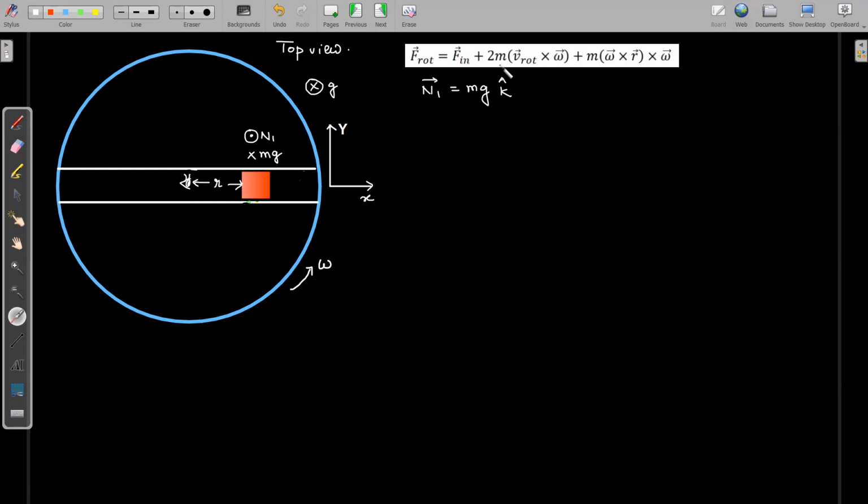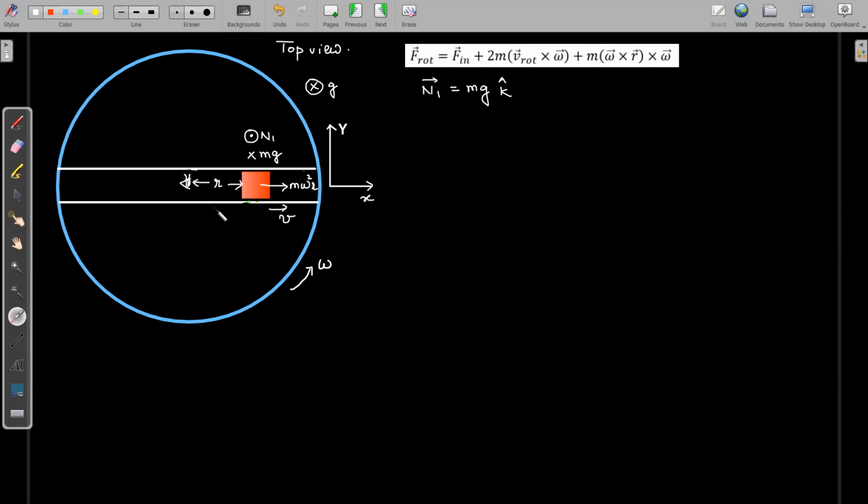Apart from these real forces, there are two terms: 2m into v rotational cross omega, where v rotational is the velocity of the block in the rotating reference frame and omega is the angular velocity of the frame, and the second term, which is our centrifugal force. So suppose at this given instant, the block has a certain velocity, let us say v. This v is the velocity of the block in this rotating reference frame. So there will be a centrifugal force, the value of which can be given as m omega square into r. And then this particular force, 2m into v rotational cross omega.